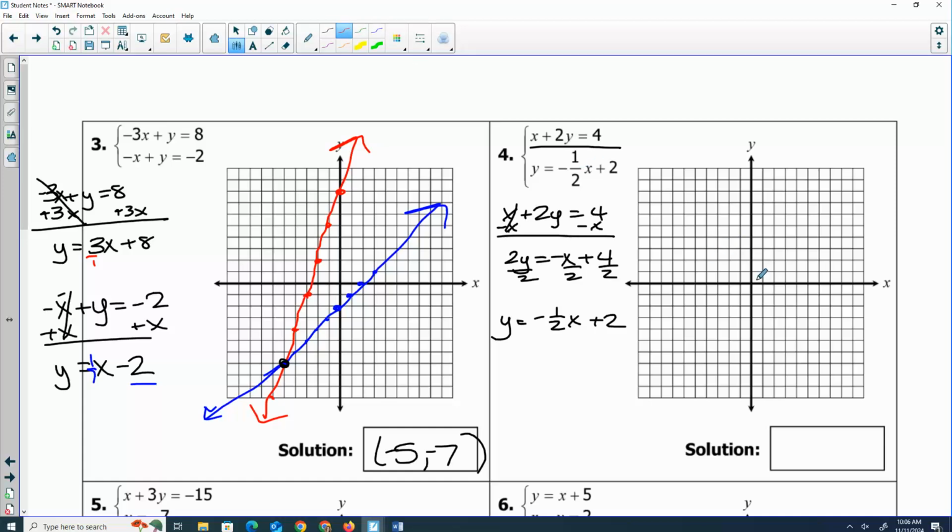So y-intercept, we hit the y-axis at 2. Slope is negative 1/2, so down 1 and right 2. Remember, if it's a negative slope, your line should be decreasing at the end.